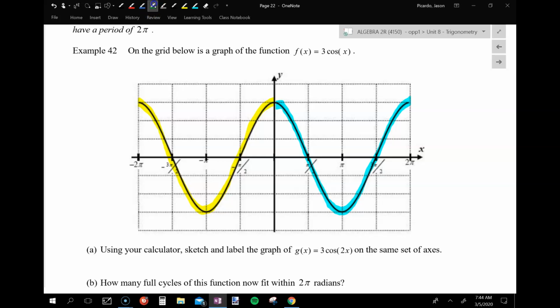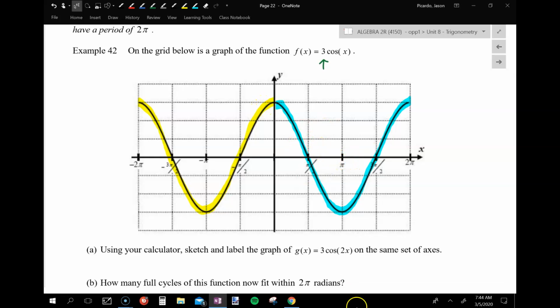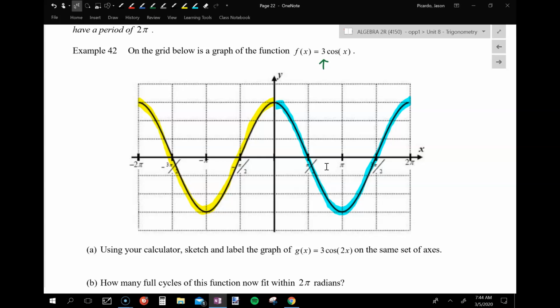Talk to me about some special features. Was this graph shifted up or down at all? I'm seeing a lot of people shaking their head no. I agree. Okay. This number right here represented the amplitude, and does that make sense? From the middle, did I go up 3? Yeah. Did I go down 3? Yeah. Okay. So everything's looking good. This matches up nicely. Here's what I want to do. I want to measure how long it takes for one cycle.